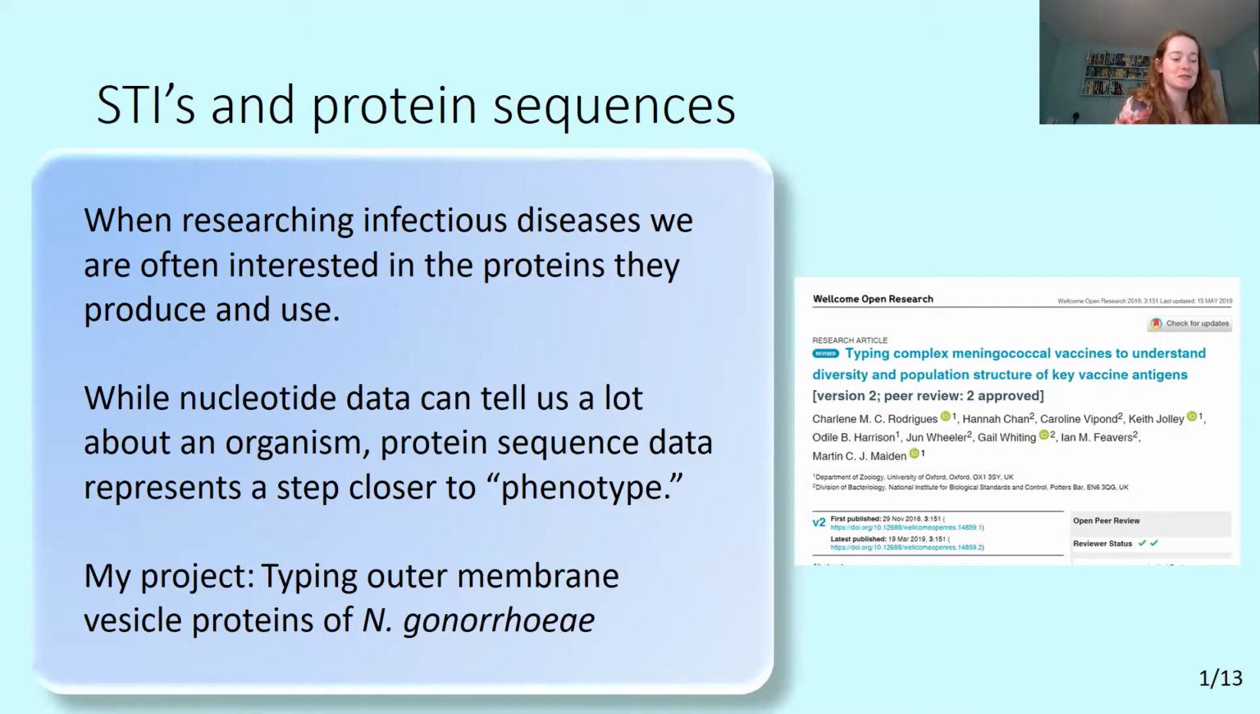Now, STIs and protein sequences. While nucleotide data can tell us a lot about an organism, protein sequence data represents a step closer to phenotype. With the vast amounts of whole genome sequence data now available, it is quite simple to gain insight into protein sequence by translating this nucleotide data. For example, in my project, I've been looking at the protein content of Neisseria gonorrhoeae outer membrane vesicles, or OMVs. These structures are implicated in pathogenesis and are of interest for use in vaccines.